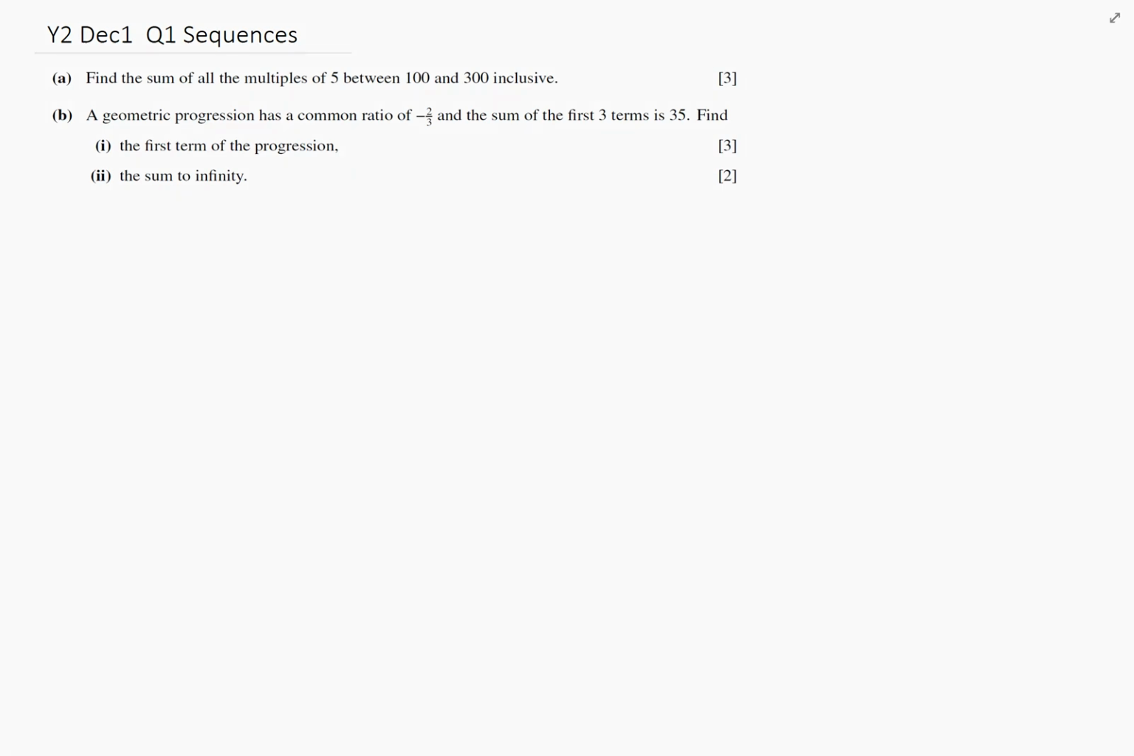So this is the December flashback. Question 1, which is on sequences. The first question says find the sum of all the multiples of 5 between 100 and 300.